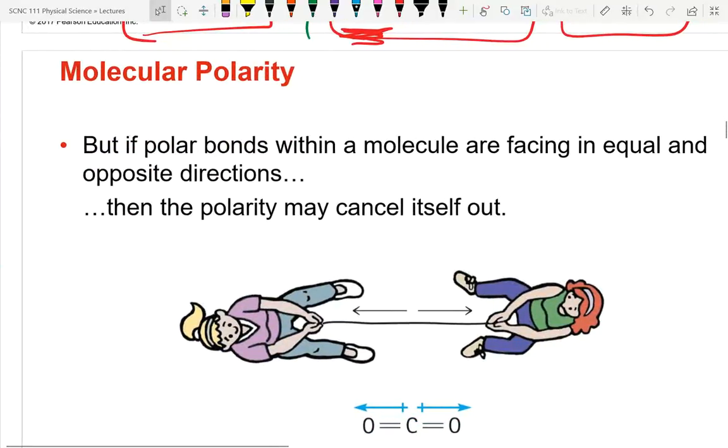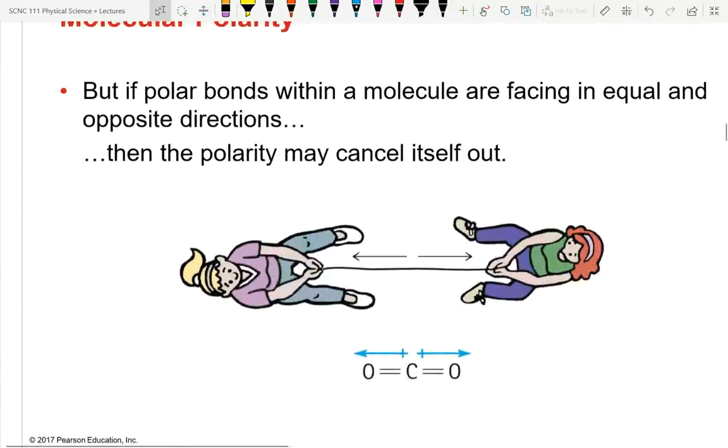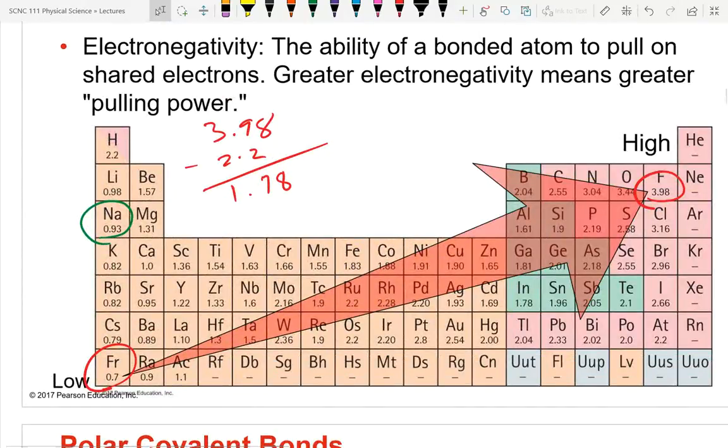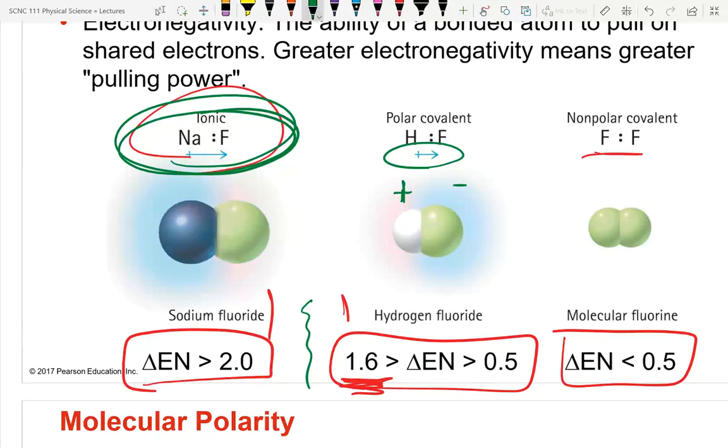Okay, now we're going to talk, polar bonds don't always have to be a polar molecule. So this is showing an example of a carbon dioxide. The carbon-oxygen bonds, if we look at the electronegativities of carbon and oxygen, so going back 2 slides here, carbon and oxygen, that's a difference of roughly 0.9. A difference of roughly 0.9 puts it squarely in the polar option.